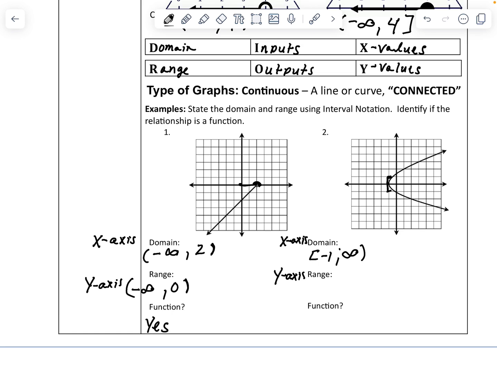So the range. All right, so let's see. I have this one that's going up forever, and I have this one that's going down forever. So my range is going to go from -infinity to infinity. And no, it is not a function. X values do repeat.